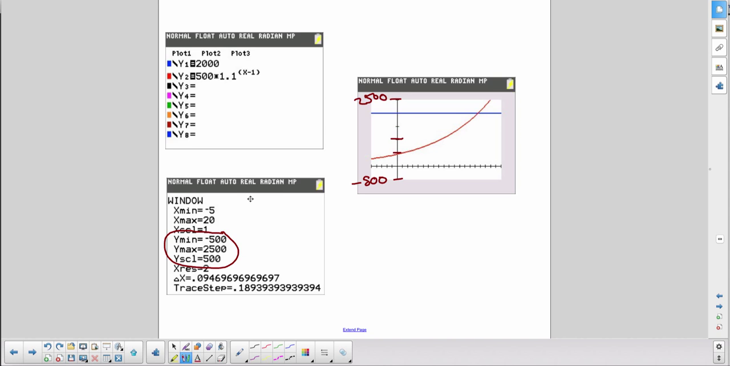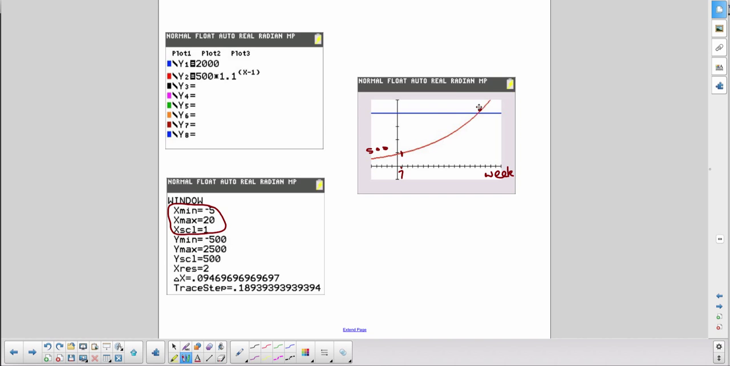On the window, our x values is not so clear. This represents the number of weeks. So on week number 1, the answer here is 500. Week number 2, we know it's 550, and so on. And we want to know at which week she's swimming more than 2000. So I want to know what week that one is.